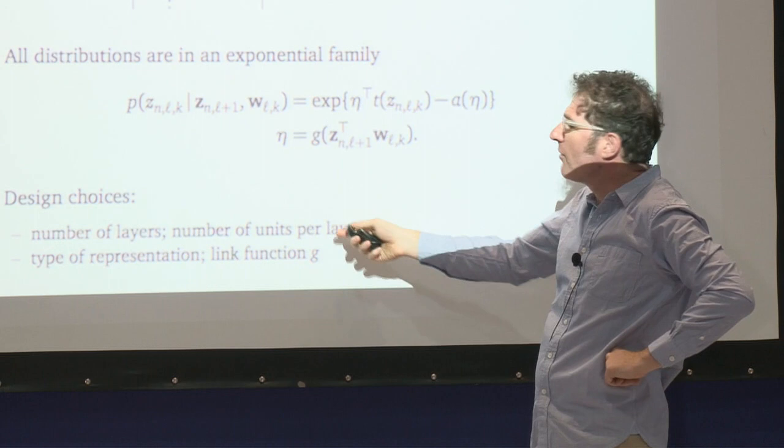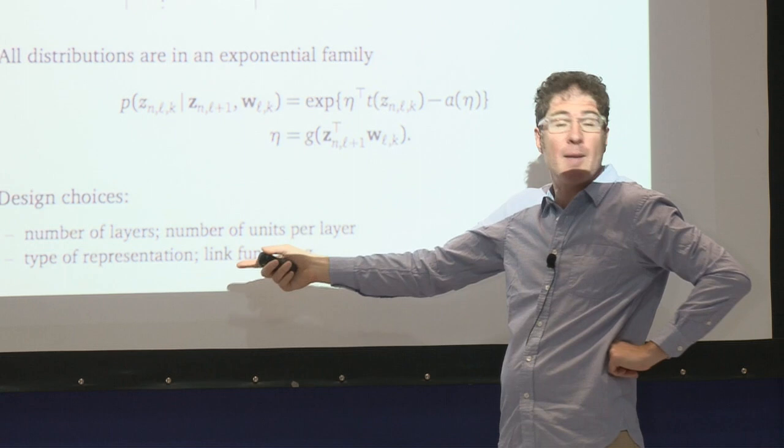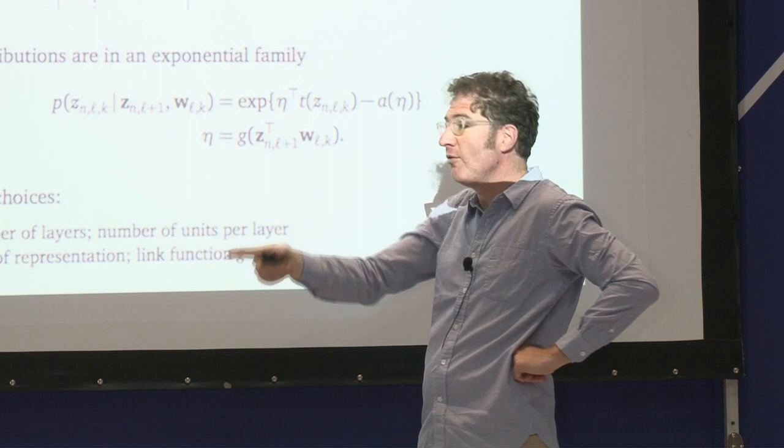We can choose the number of layers. We can choose the number of units per layer. That's how many Z's there are across. We can choose the type of representation. Z might be Bernoulli or Poisson or gamma or Gaussian. And we can choose the nonlinearity, this link function G. All right, this connects to the world of generalized linear models.